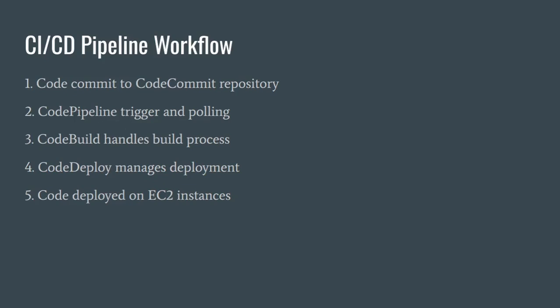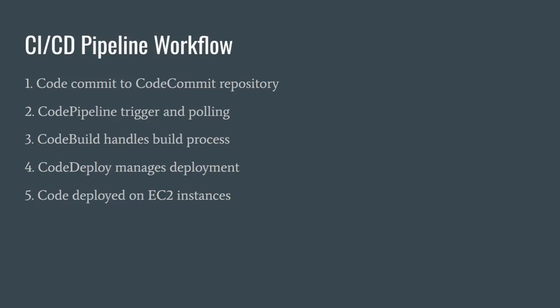The next step is the CodeBuild stage. CodePipeline passes the code artifact to CodeBuild, which handles the build process. It reads the buildspec.yaml file and executes any validation or testing defined there. The success or failure of these tests is reported back to CodePipeline, which dictates the next steps.